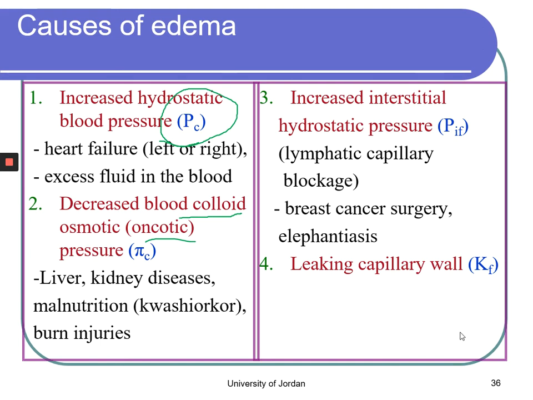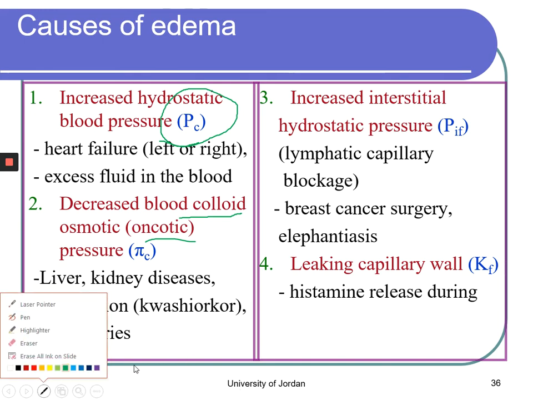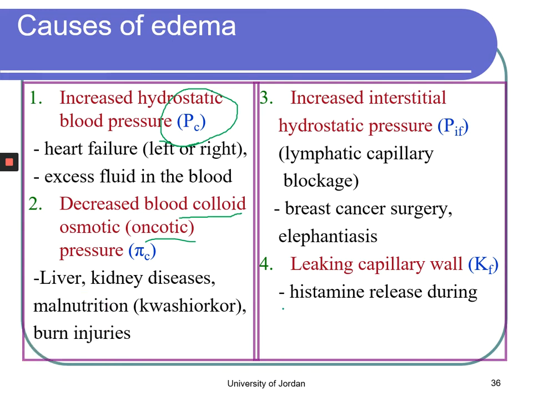The fourth reason by which edema is produced is to increase the conductivity of the capillary wall, to increase the permeability, or increase the Kf. How do you increase Kf? Increase in Kf might be due to histamine, and histamine usually is released during allergy. During allergy, there is increased histamine from the mast cells and from the basophils.